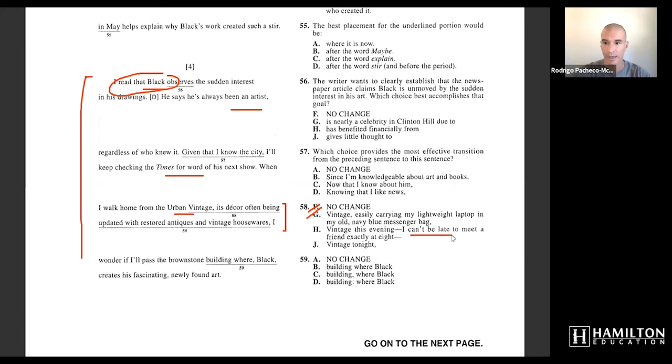H, I can't be late to meet a friend exactly at 8. It's unclear what the relevance of these non-essential elements is, again, for the purposes of this paragraph and the passage as a whole. We don't need any of these non-essential elements. All of this information would be unnecessary for what this paragraph is doing. This is why our correct answer is going to be J.